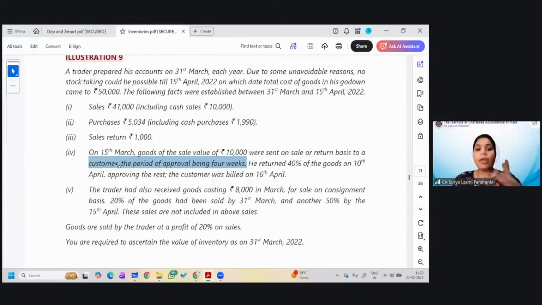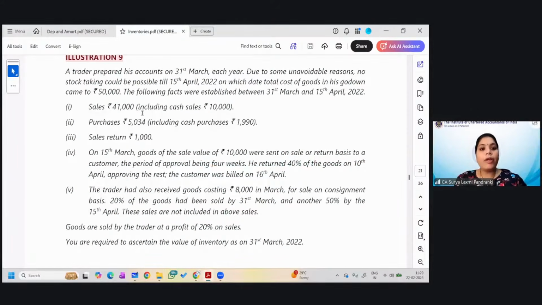Correct. Now, what is the value that you have sent to them? 10,000. But what happened? He returned 40% of the goods on 10th April, approving the rest, which means 60% is the sale value here, right? So 40% came back to you in the form of your goods. But what happened to the 60%? He told that he will accept those goods, so it is considered as a sale. Done. We are done with that. And the customer was billed on 16th April.